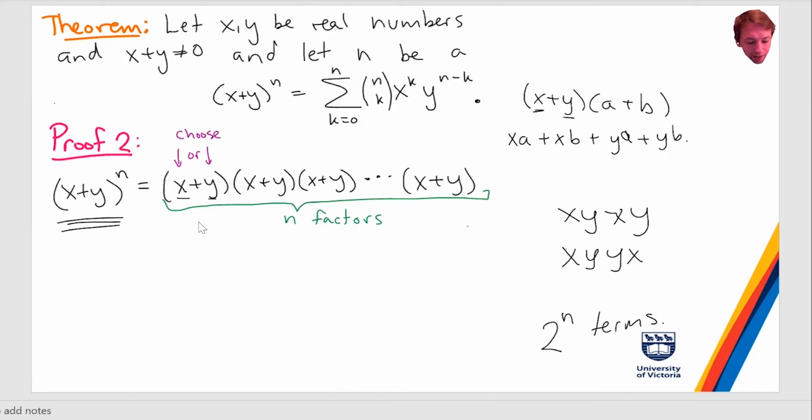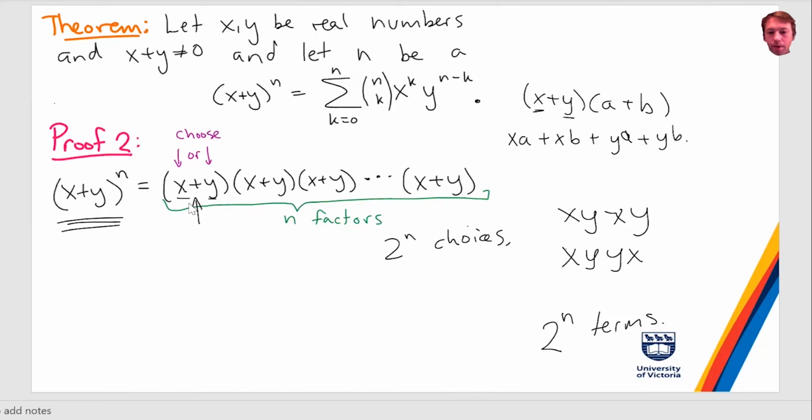And if you think about it, that polynomial, before I collect anything, is going to have 2 to the n terms. And those 2 to the n terms come from saying, for each of the n factors, I choose x or y, right? So there's 2 ways to choose for the first one, 2 ways for the second one, third, fourth, up to the nth one. So there's 2 to the n choices.